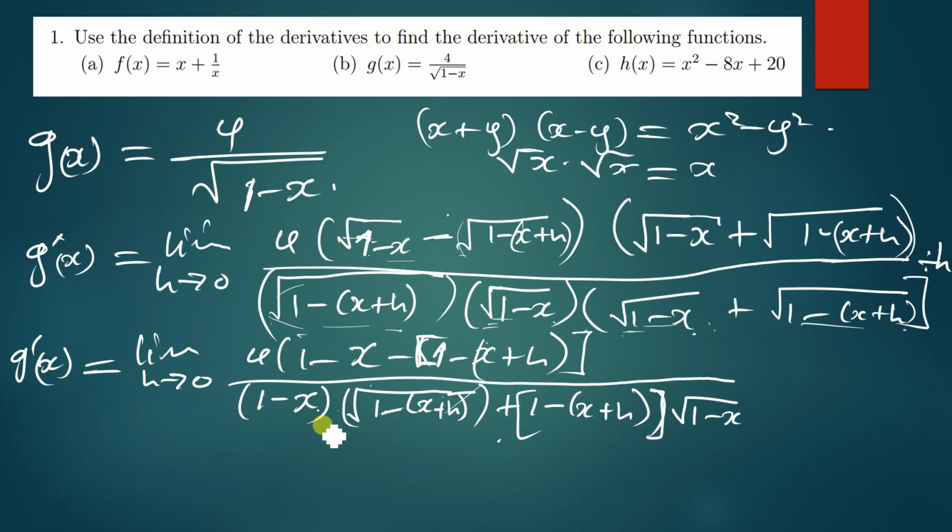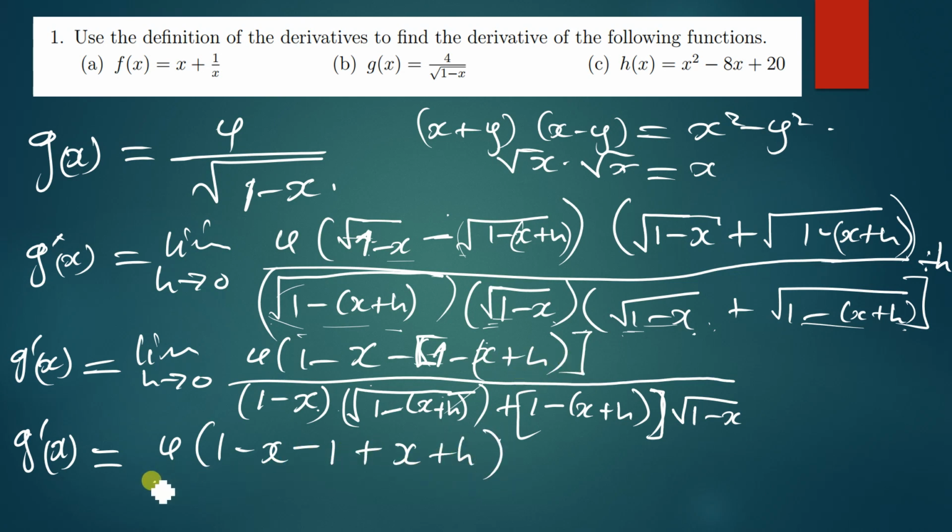So this is what you have. Our g prime of x is therefore going to be equal to 4, and then open brackets, you have 1 minus x, then minus 1 there. When you open the brackets, you have minus 1, then plus x, and then plus h.